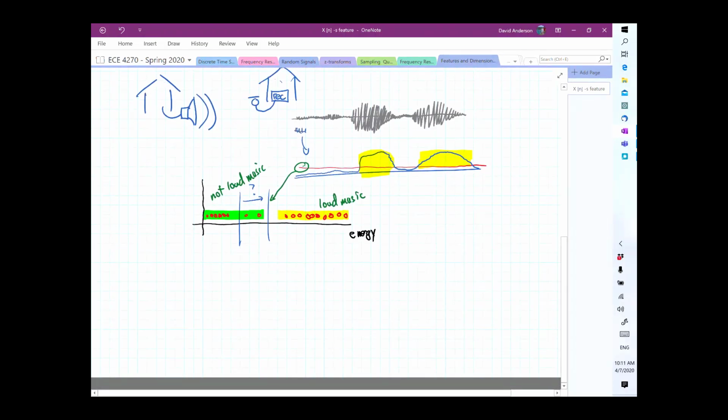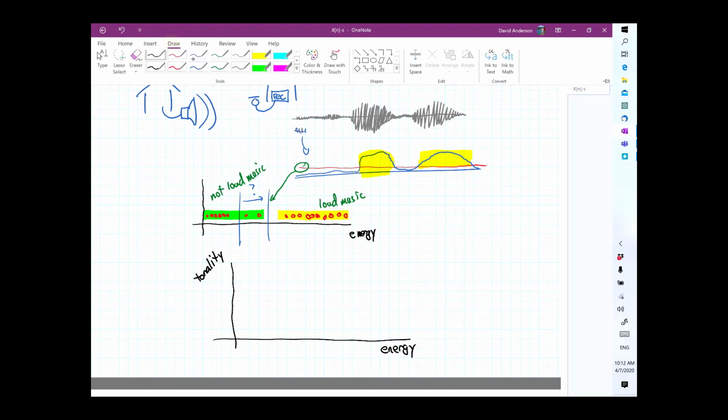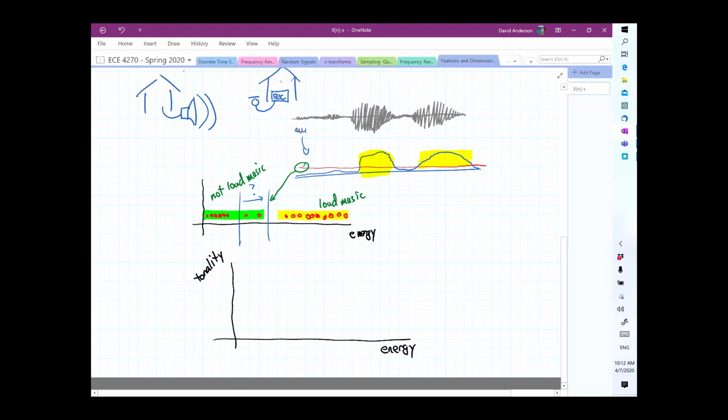The next thing we want to discuss is what happens if I go to something more elaborate than just energy, with more dimensions. So maybe we look at two things. We look at the energy and also the pitchiness. Another word would be tonality. In other words, we want to know, is there a strong pitch or frequency to this? And if it's background noise, the answer would be no. But if we had music, presumably it'll have some sort of a pitch.